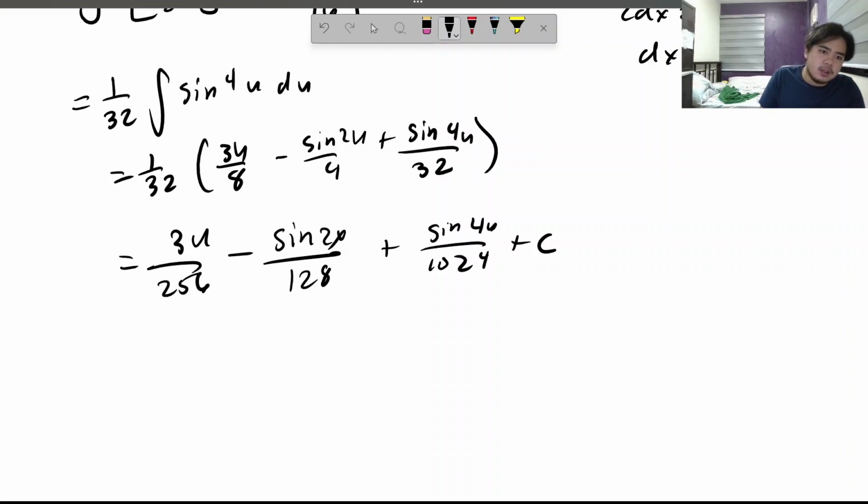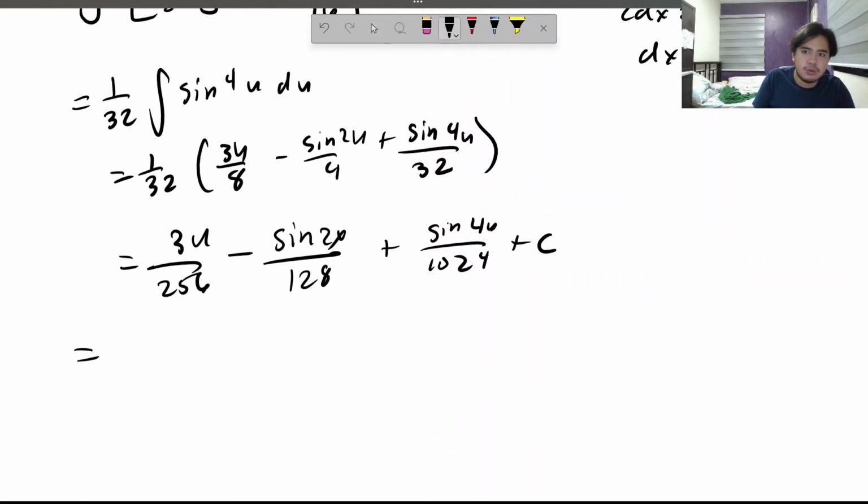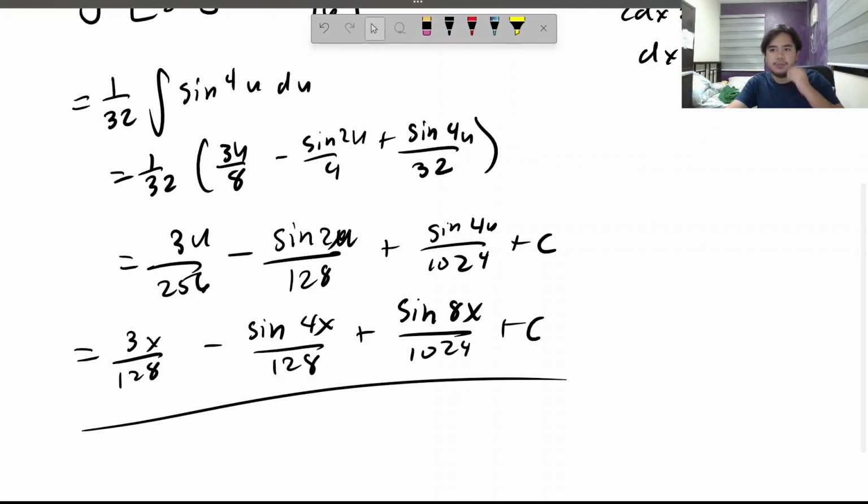Let's see. We can replace the u with 2x here. So 3 times 2x over 256 is going to be 3x over 128, minus sine of 2 times 2x, which is sine 4x, over 128, plus sine 4 times 2x, which is sine 8x, over 1024. That's the answer.